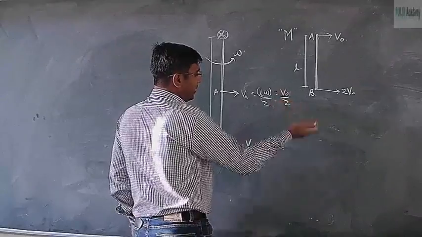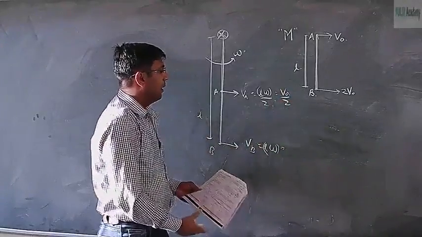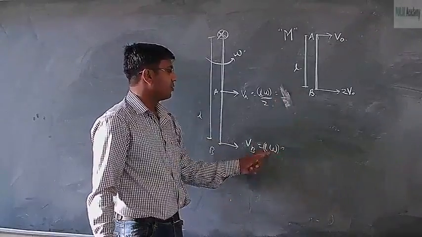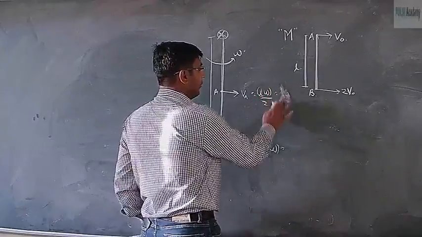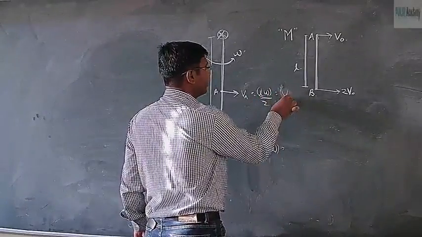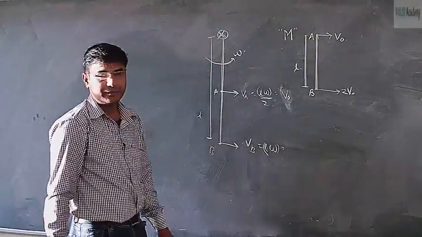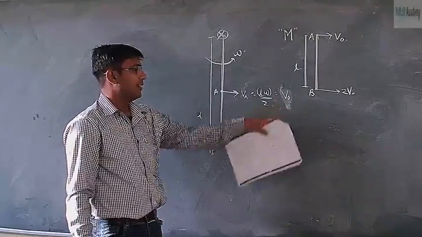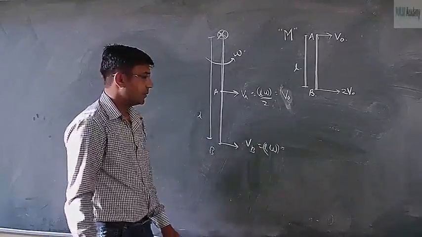Or we can consider it either way. I want to say that this velocity is twice of this. If this is V0, then how much is the L omega? L omega by 2 is V0. How much will be the L omega? 2 V0.